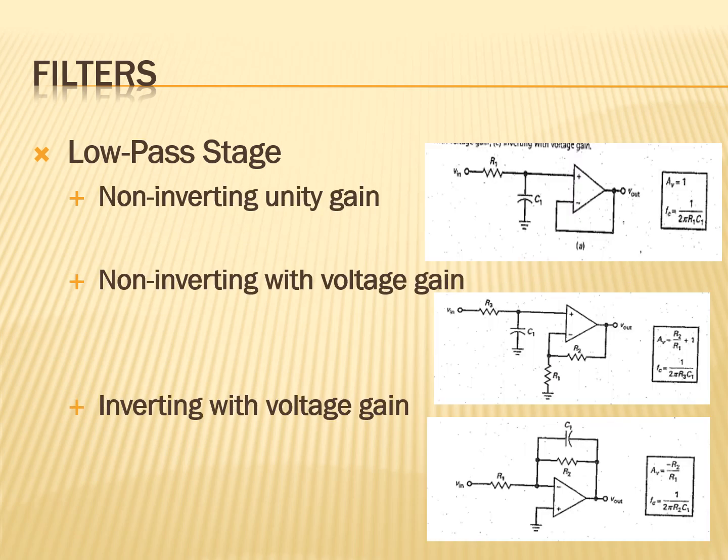So we have here the different designs for a low pass stage. This is a non-inverting unity gain. All of these three are low pass filters. As you can see, they only have one capacitor. The 3 dB cutoff is given by the formula 1 over 2 pi R1 C1. All of them have the same, since we only have one R1 and one C1.